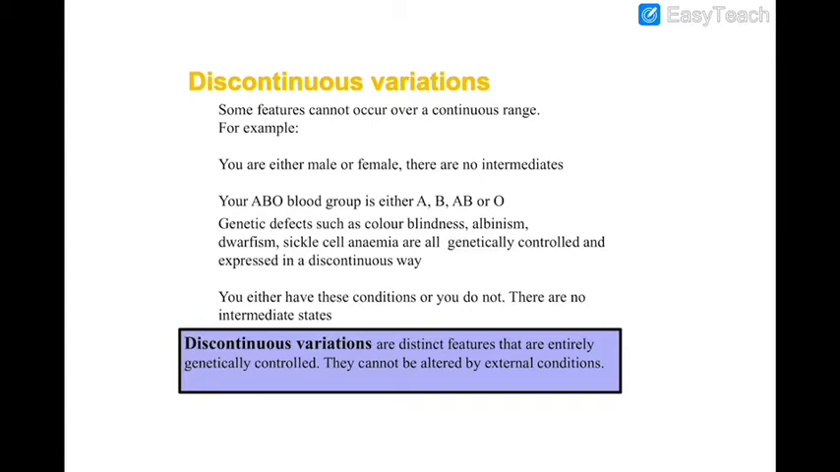Hi everyone. So in this video we're going to be looking at discontinuous variations. So one type of variation is about features that are distinct. For example, gender can be either male or female. There is no intermediates between genders.